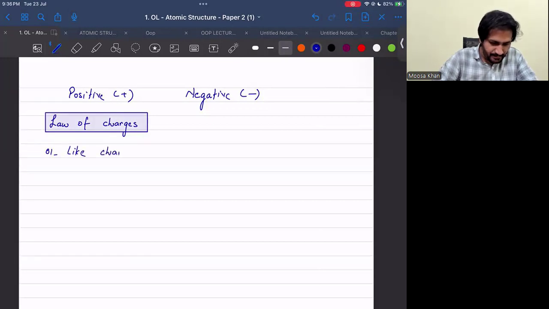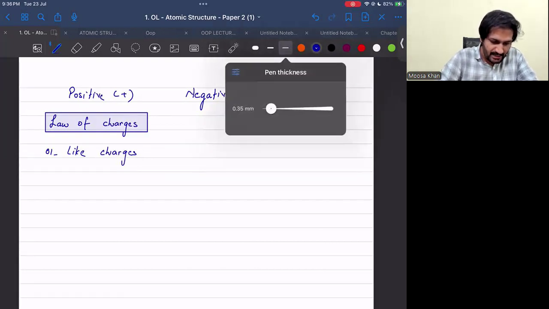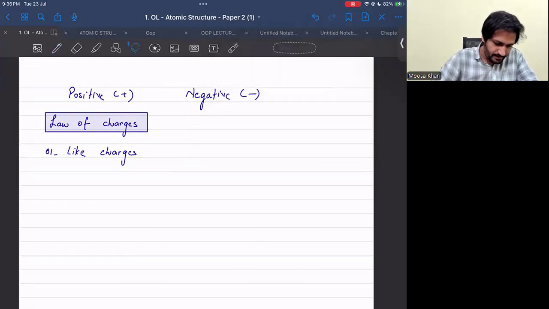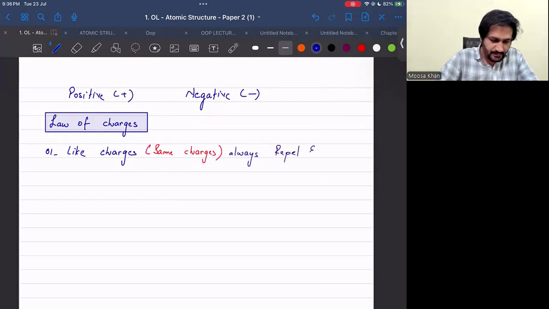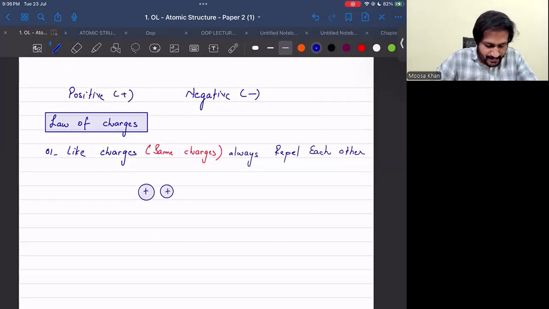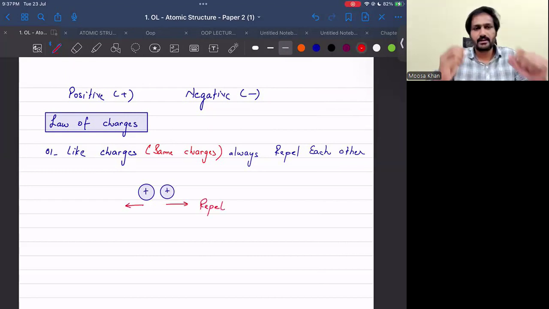Like charges, they repel each other. What are like charges? Same charges. Like charges, or you can also write same charges, they always repel each other. Let's say if we have two positive charges placed in front of each other, they will always repel each other. What does that mean? It means that they will exert a force on each other in opposite direction. These two positive charges will always move away from each other. That's what repulsion is, right?